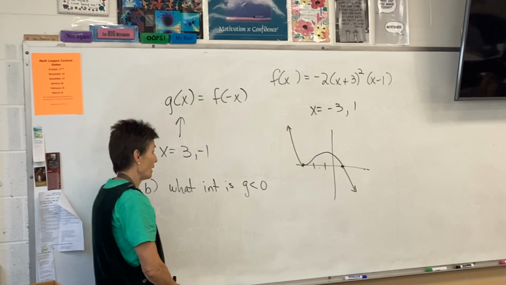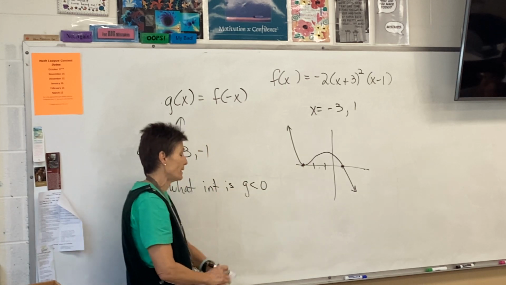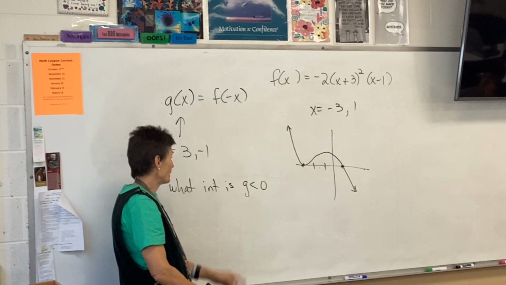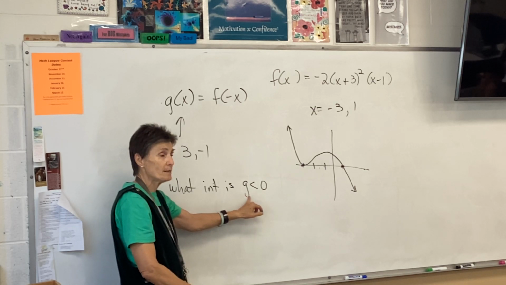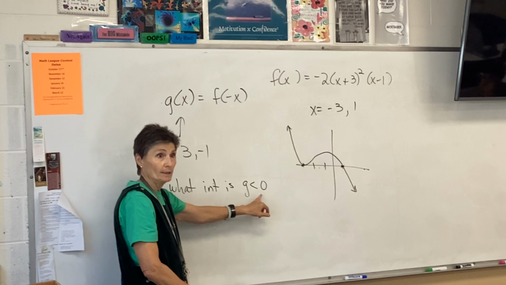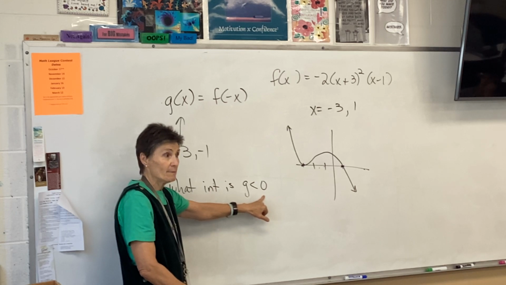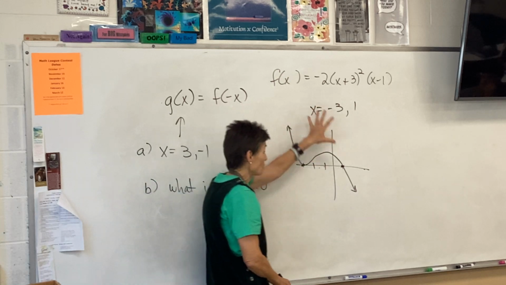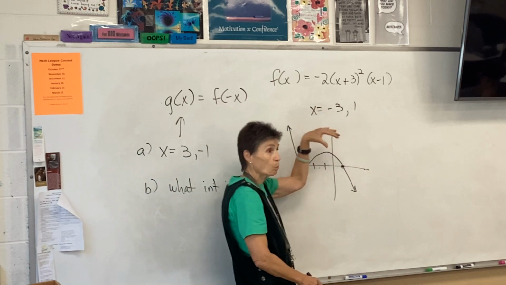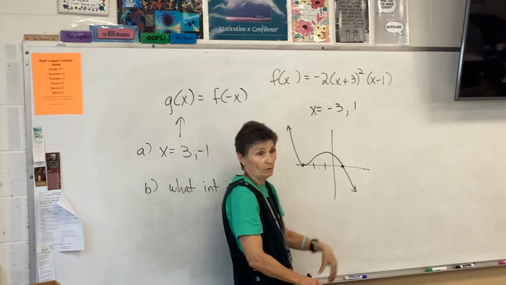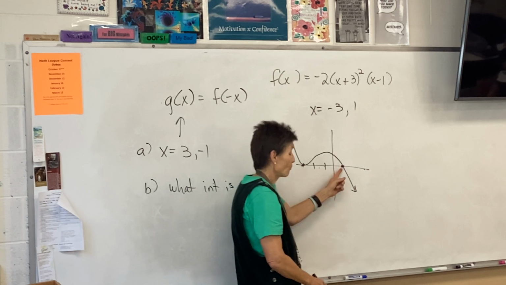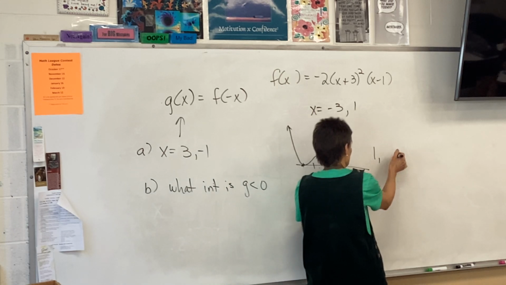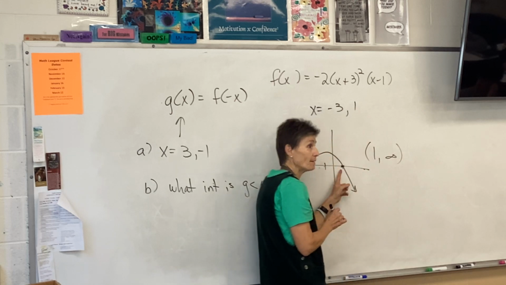Okay, now let's look at the original since I've drawn it. What does this mean? G function less than 0 means y is negative. So where is y negative on the original? From 1 to infinity. Would everybody agree with that?